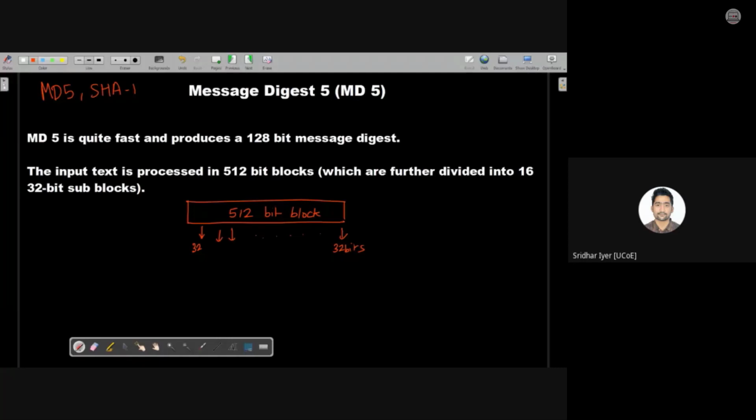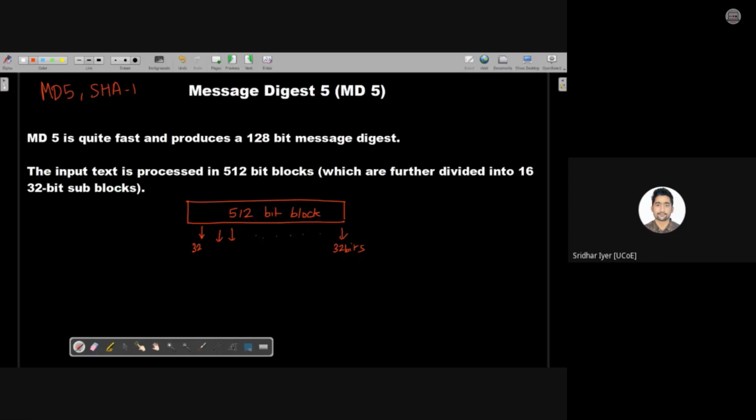So I'm repeating once again. MD5 is quite fast and it produces a 128-bit message digest. The input text is processed in 512-bit blocks, which are further divided into 16 32-bit sub-blocks. Is it clear so far? Yes or no? Yes, Mihir, this is called a digest only.